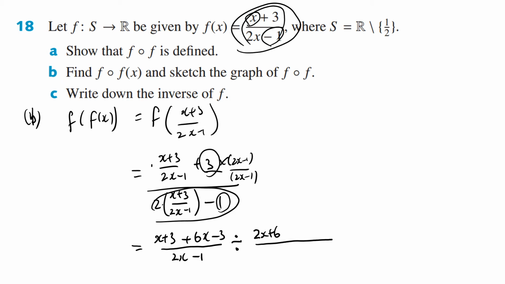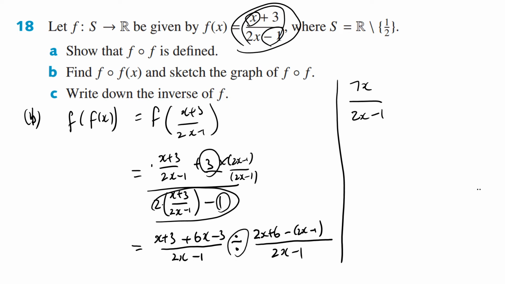So we're going to make this minus 2x minus 1. And that's all going to be over 2x minus 1. Up here, this becomes x plus 6x is 7x. Oh, plus 3 minus 3 is 0. That's a nice one. Over 2x minus 1.